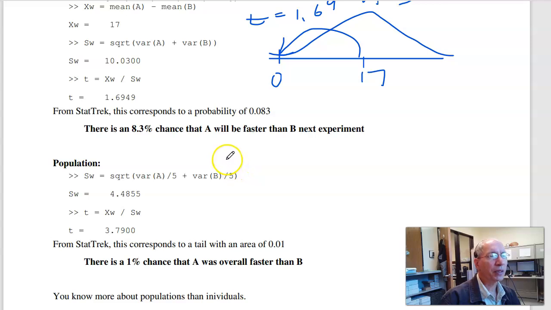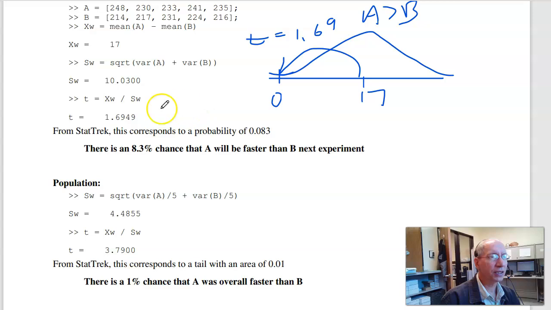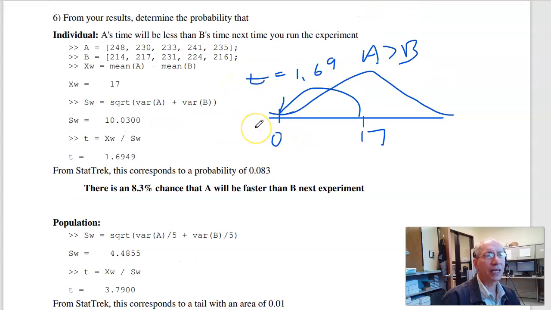Converting that to a probability is going to StatTrack. 1.69 standard deviations means the tail is 8%. So there's an 8% chance that A will have a lower reaction time than B next time around the experiment. That's for an individual.